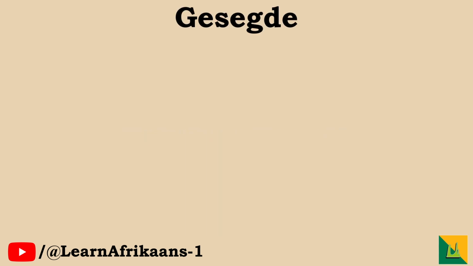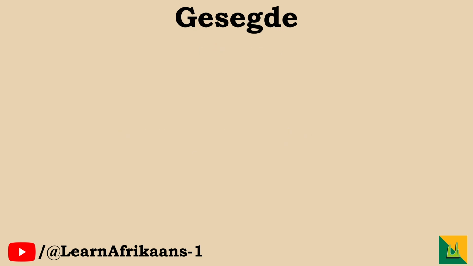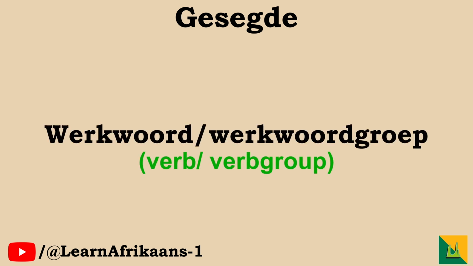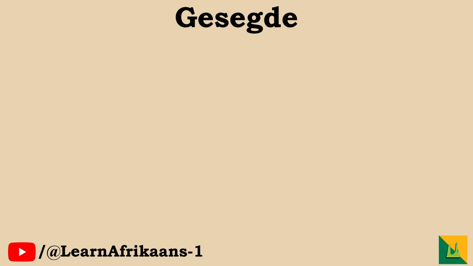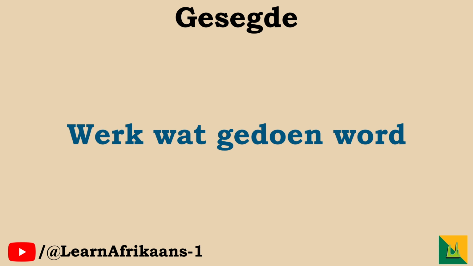First, let's do the Gesegde. Gesegde is the verb when dealing with syntax, zinsleer. Differently than in English sentence structure, the verb has a unique name in Afrikaans when talking about syntax. So, the Gesegde deals with the werkwoord or werkwoord groep. Die Gesegde is the action being done in a sentence. Die werk wat gedoen word.